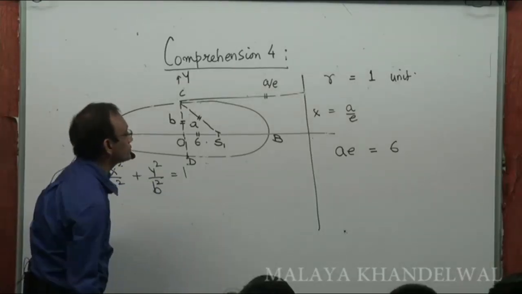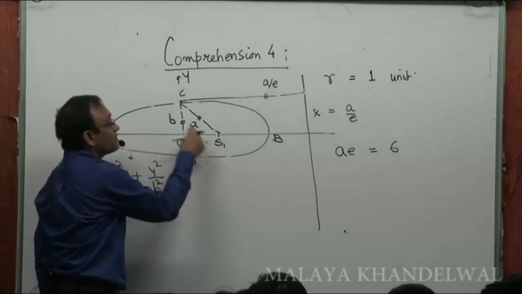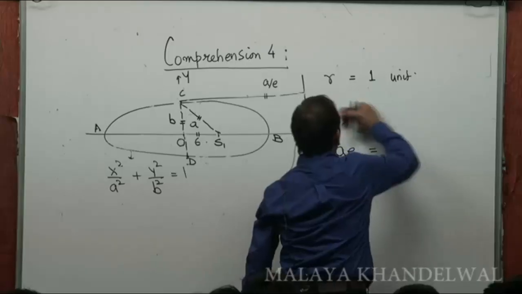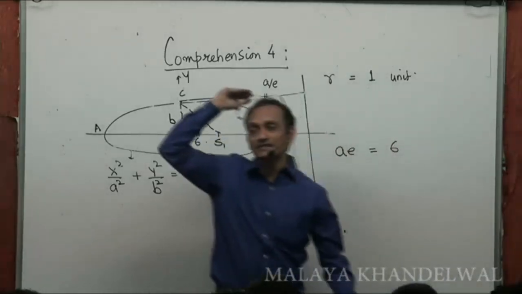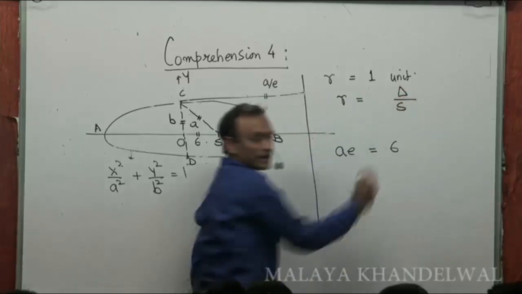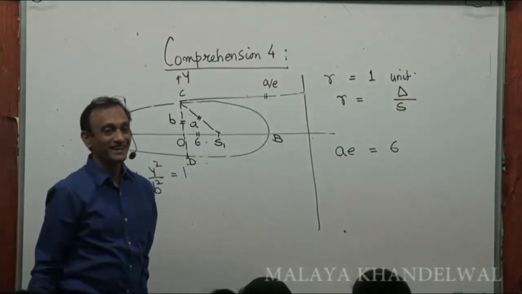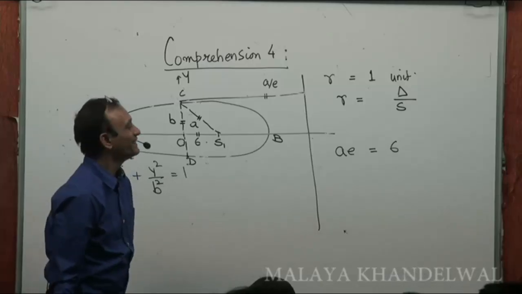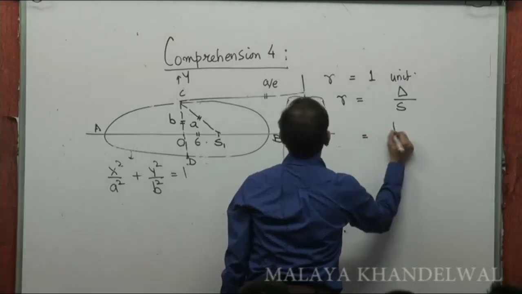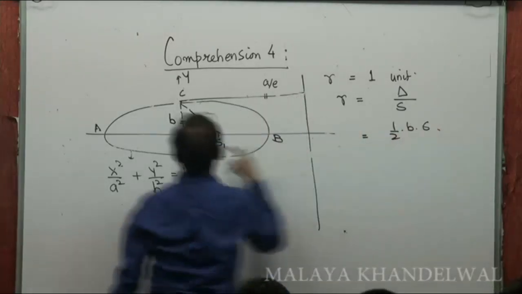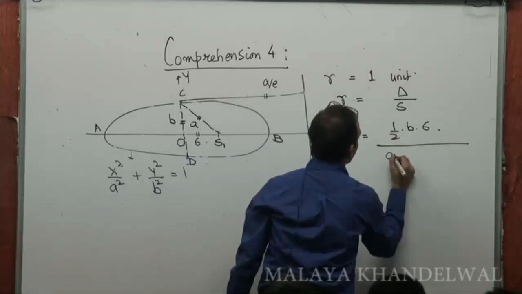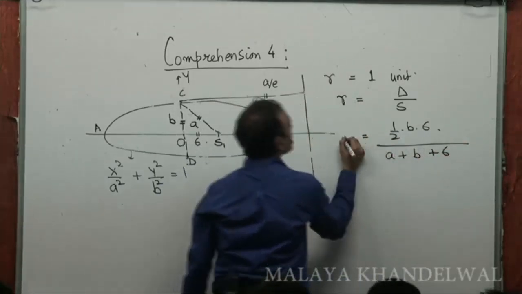Also, realize the inradius of the triangle is given by, if you recall my class on properties of triangles, the inradius of a triangle is the area of the triangle divided by its semi-perimeter. Delta by S. Delta is half of B into 6, the area of the triangle, half of B into 6, divided by the semi-perimeter, which is A plus B plus 6. And that's given to be 1.